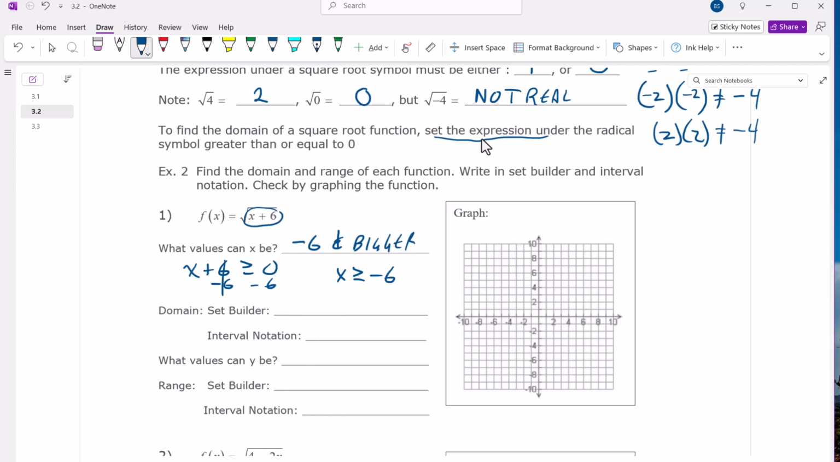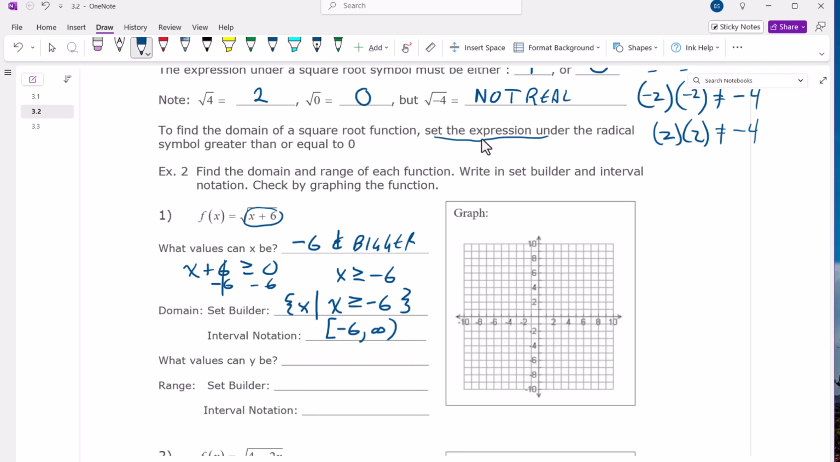And so in set builder notation, you just say the set of x such that, the bar means such that, and then you write x is greater than or equal to negative 6. So that's how you write that. Interval notation, since you set that equal to 0, means you're including an endpoint, so you would say negative 6 to infinity like that.